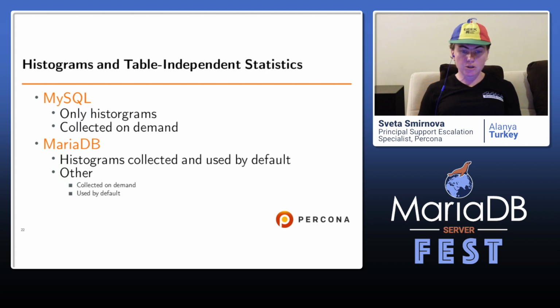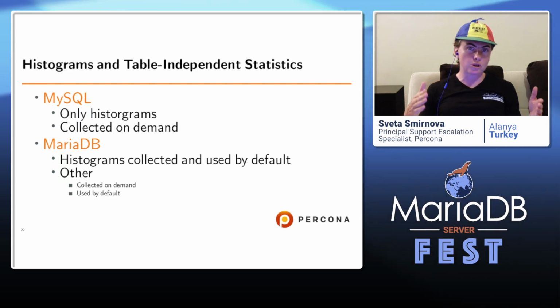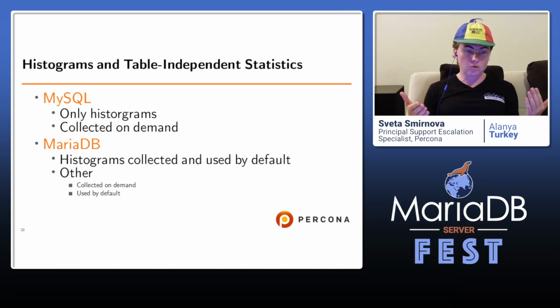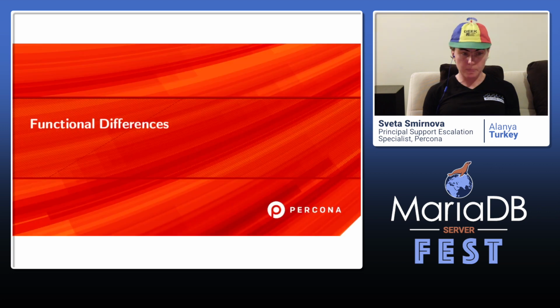And histograms in MariaDB are collected and used by default. In MySQL, if you need histogram statistics, you need to run analyze table with a specific statement to create these histogram statistics. In MariaDB, they are collected by default, and they are used by default. Other statistics, not histogram-based, are collected on demand, so you have to run analyze table, but they are used by default if they exist.